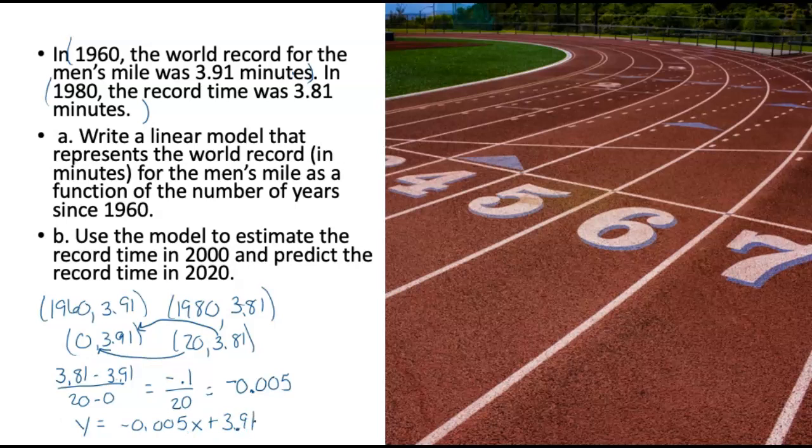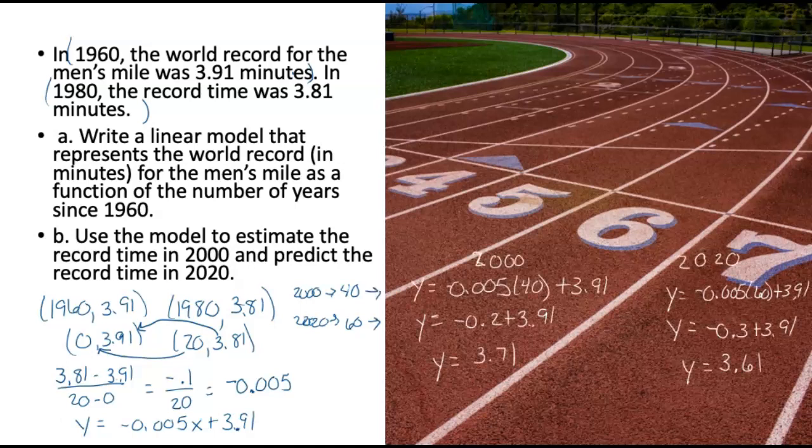Now we take that information and we can use that to answer our next one. Use the model to estimate the record time in 2000 and predict the record time in 2020. Well, here you just have to stop and think. In 2000, how many years away would I have been from 1960? Yeah, that's 40 years. In 2020, how far is that from 1960? Yeah, that's 60 years. So you're going to plug those numbers in for your X to find your time. So go ahead and try that.